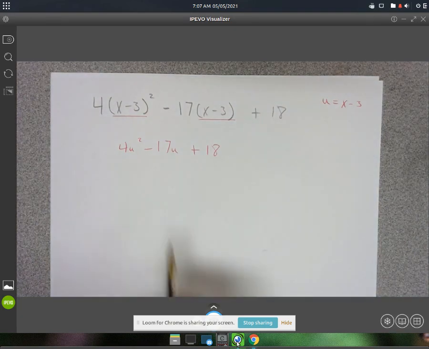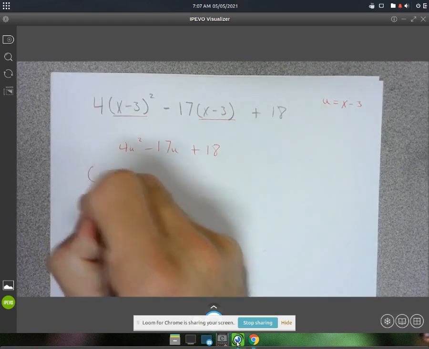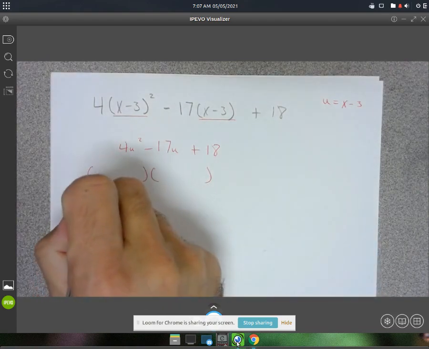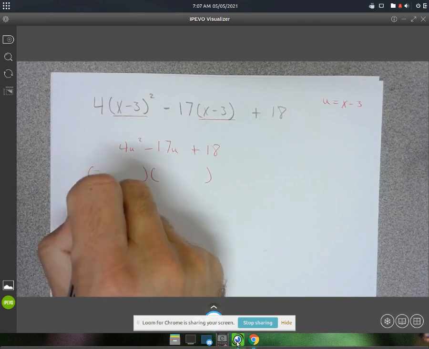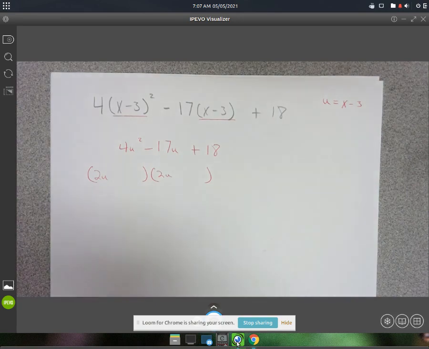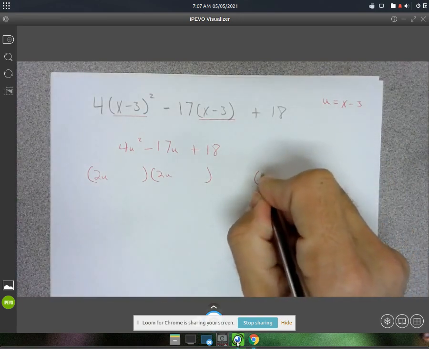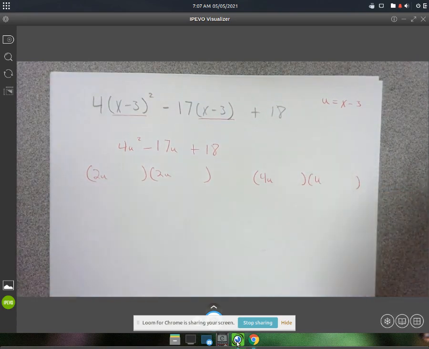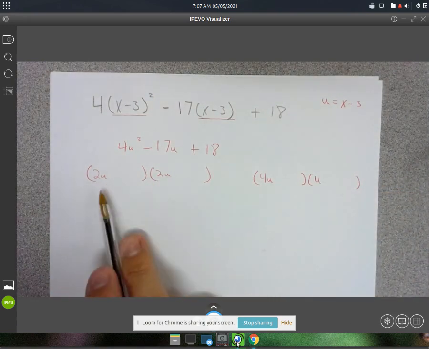Okay, so there's no greatest common factor here, so I can go ahead and try to set up my two binomials, my cases. I know that this is either going to be a 2U and a 2U, or it's going to end up being a 4U and a 1U. Actually, I'm pretty sure it can't be this.